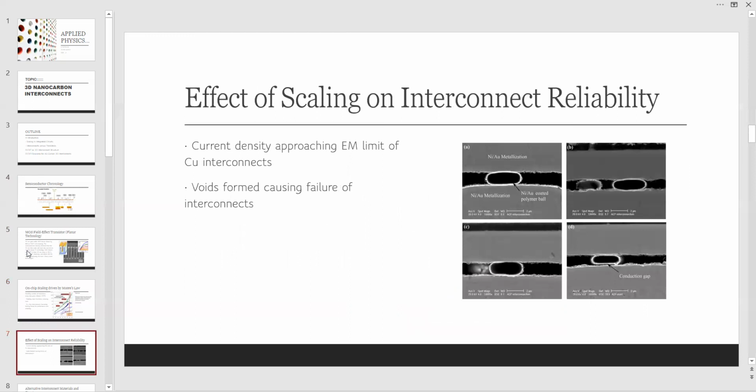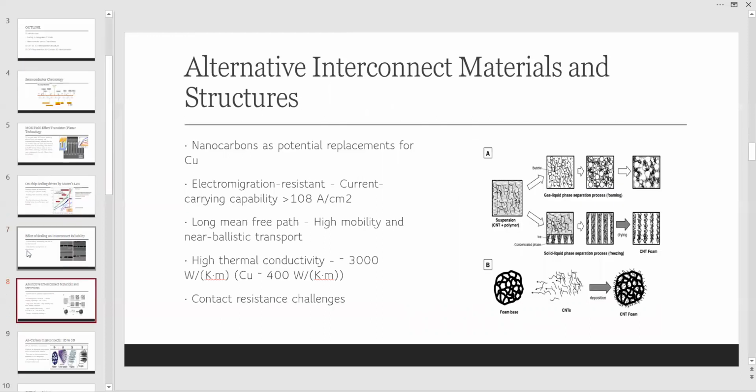Effect of scaling on interconnect reliability. Current density is approaching the EM limit of Cu interconnects, voids are formed, causing failure of interconnects. Alternative interconnect materials and structures. Nanocarbons as potential replacements for Cu.